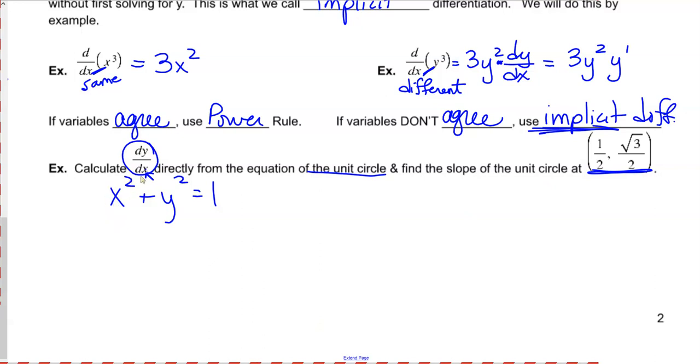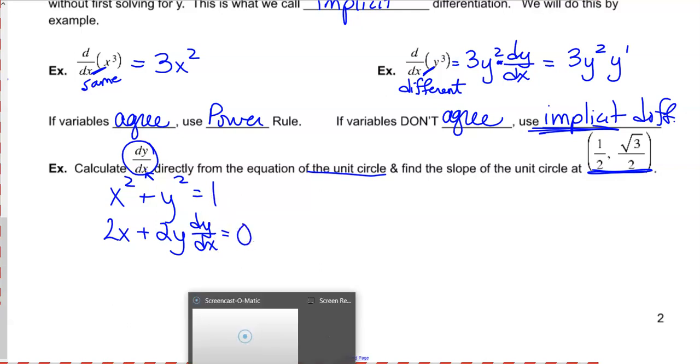All right, so here they agree. So we're going to then do 2x as my derivative of x squared. Then they disagree, and so I must then take that extra piece. I'm going to take the derivative of y squared to give me a 2y, but then I have to multiply that with respect to x of that function or of that letter. So we would then have the dy over dx. Now, what is the derivative of 1? Well, it's a constant, therefore that derivative is 0.